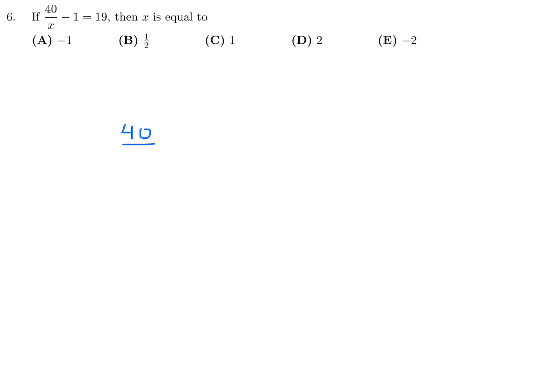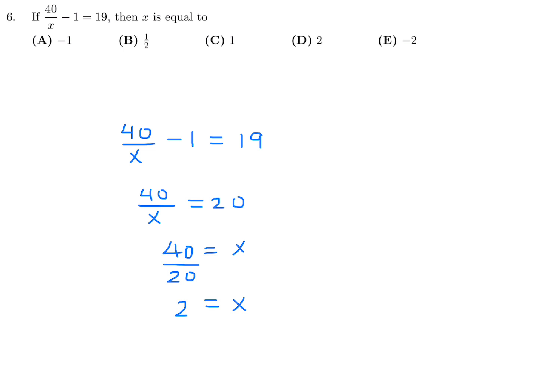40 over x minus 1 is equal to 19. What is x? 40 over x is equal to, bring the 1 over, 20. And therefore, I guess you're bringing the x over here, and then you're bringing the 20 here. And that means x is equal to 2. So number 6, the answer is D.